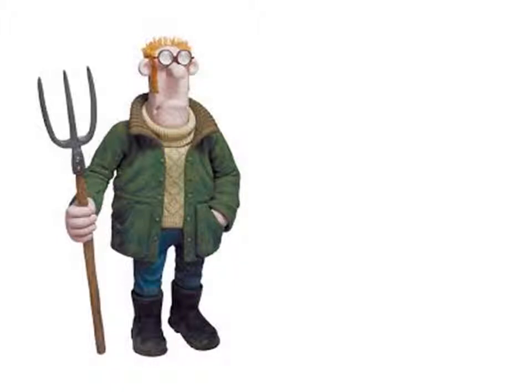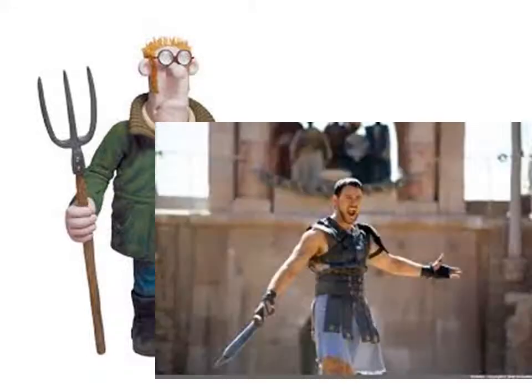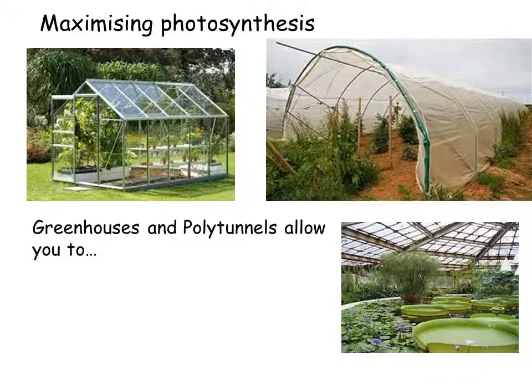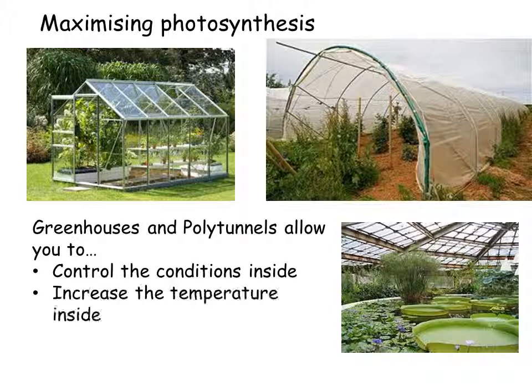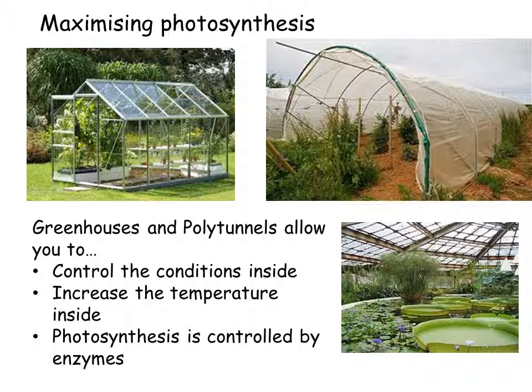Now, if you're a farmer and you're trying to grow crops, then obviously you'll want to maximize the amount of photosynthesis that is happening. You can easily do this by growing your crops inside greenhouses, or on a larger scale inside polytunnels made of a kind of polyplastic. These will allow you to control the conditions inside, so you can control how much nutrients your crops are getting, you can control how much water they get, you can reduce the amount of pests that can get at them, and also you can increase the temperature, because like I mentioned earlier on, photosynthesis is controlled by enzymes. You can warm up those enzymes to get them working better.